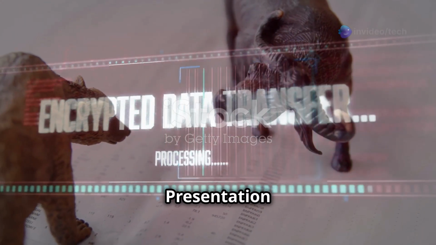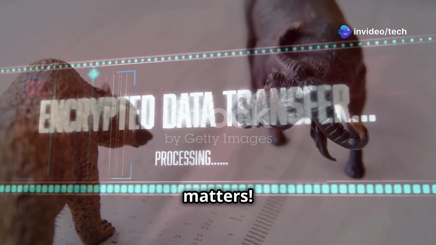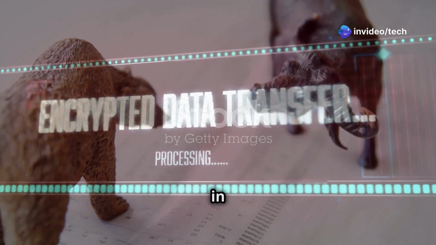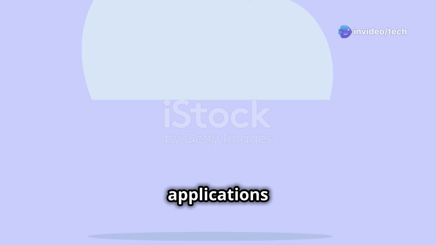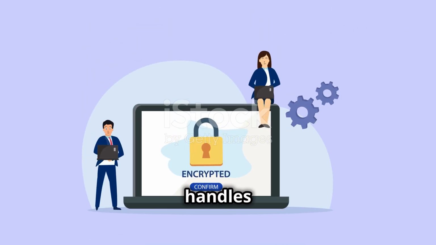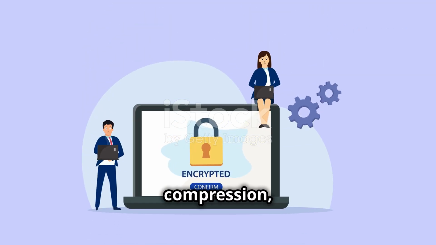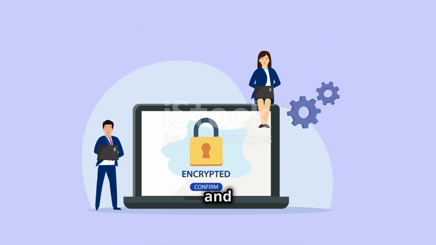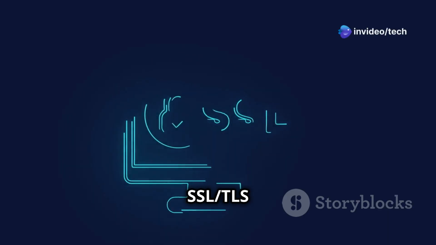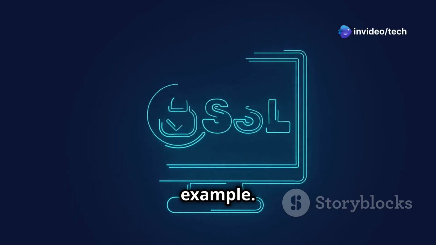Next up, the presentation layer. Presentation matters. This layer ensures data is presented in a format both the sending and receiving applications can understand. It handles encryption, decryption, and data compression, making sure your message is secure and legible. SSL/TLS for secure web browsing is a prime example.